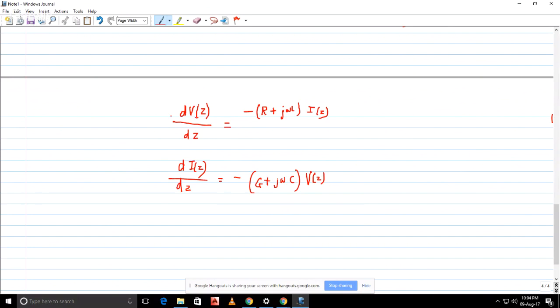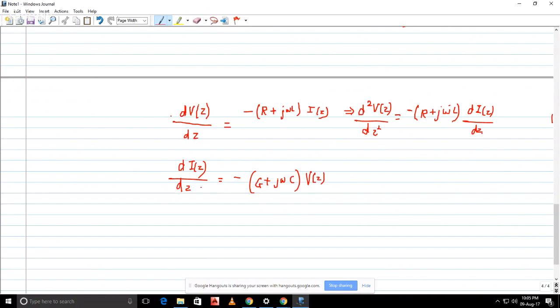Okay, so this is the space derivative of voltage, and here I have current. This is the space derivative of current, so let us bring everything in terms of probably voltage, or everything in terms of current. Now we have I of z. If I differentiate this equation once more, I'm going to get d square V of z by dz square, differentiating with respect to z, which is equal to minus (R plus j omega L), which will come out as a constant, and this becomes dI(z) by dz.